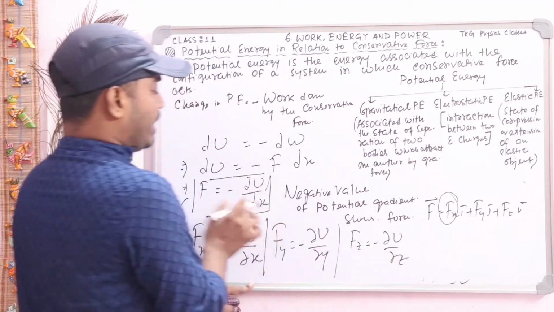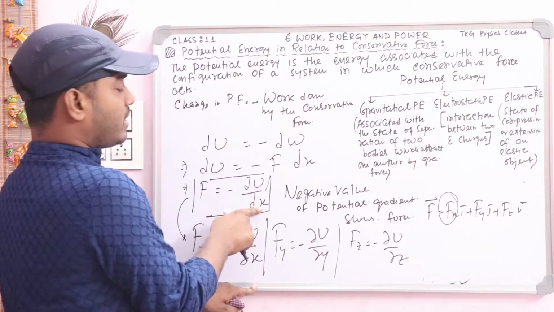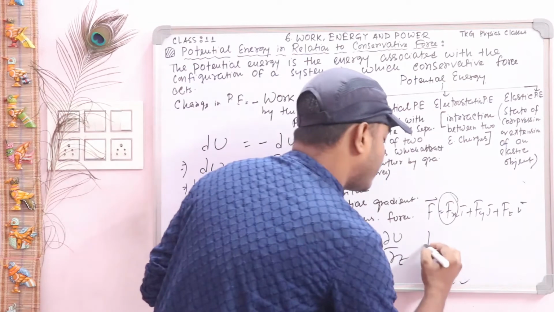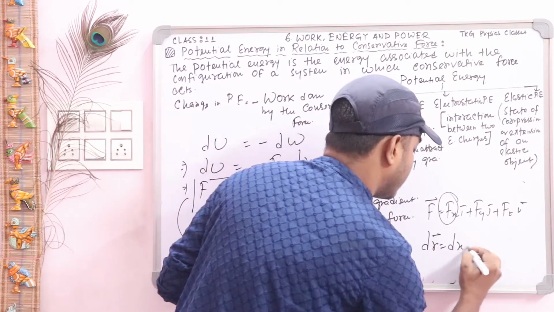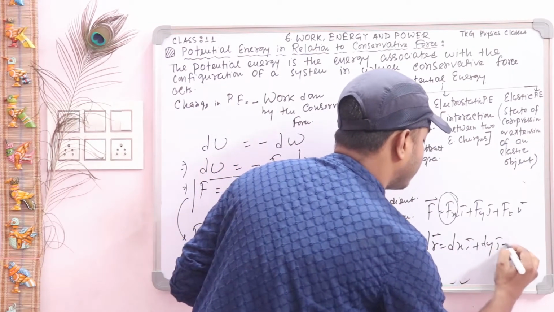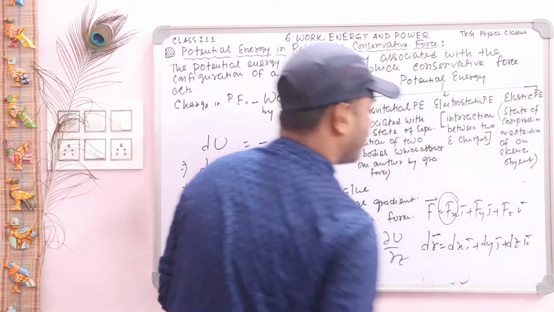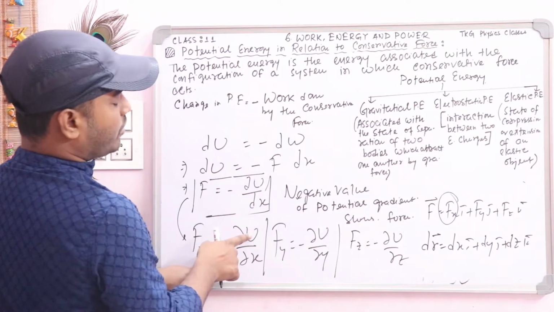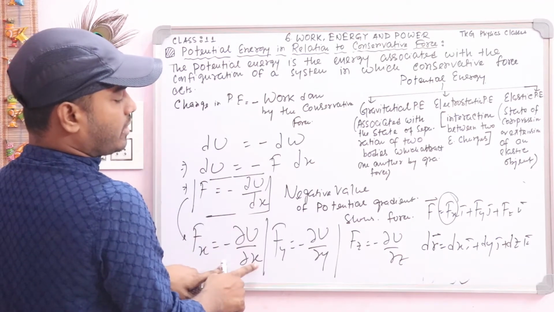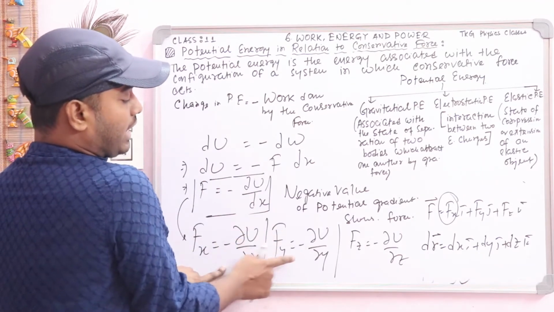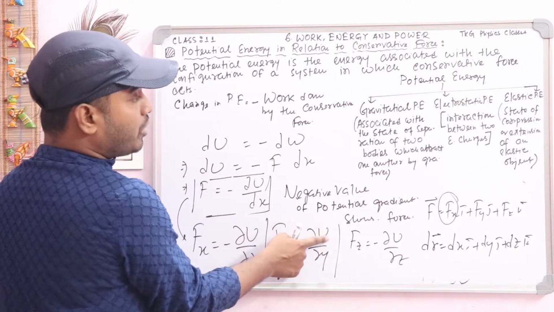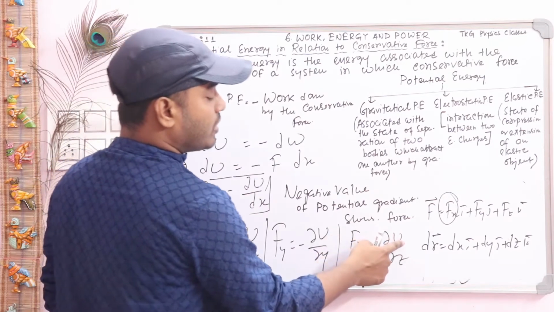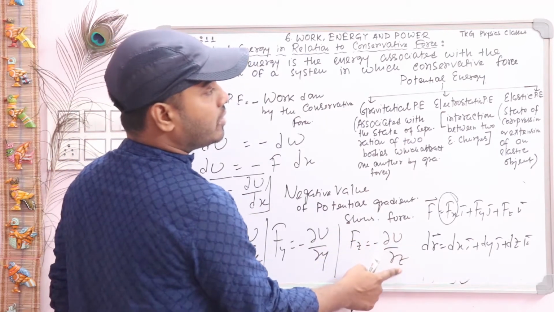When force depends only on x, you can write force into displacement dx, but in general form, the displacement vector dr is equal to dx i cap plus dy j cap plus dz k cap. So the x component of force is the negative of the partial differentiation of U with respect to x. For Fy, the negative value of partial differentiation of U with respect to y. For Fz, the negative value of partial differentiation of U with respect to z.